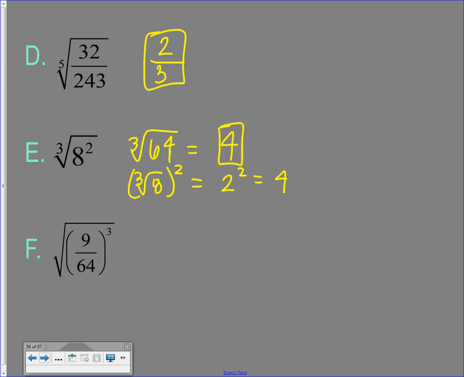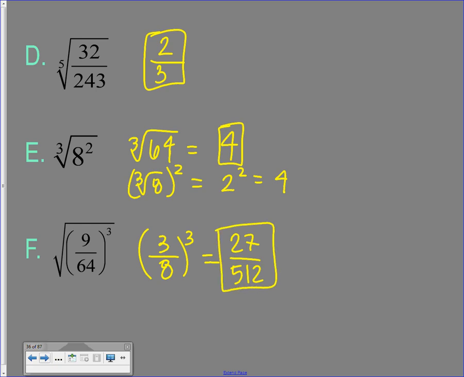All right, so example F, we can do the same thing. I'm going to take the square root first, because it's going to make our numbers a little nicer. So I can do the square root of 9 is 3, the square root of 64 is 8, and then raise that all to the third power. 3 to the third is 27, 8 to the third is 512. So your answer would be 27 over 512.